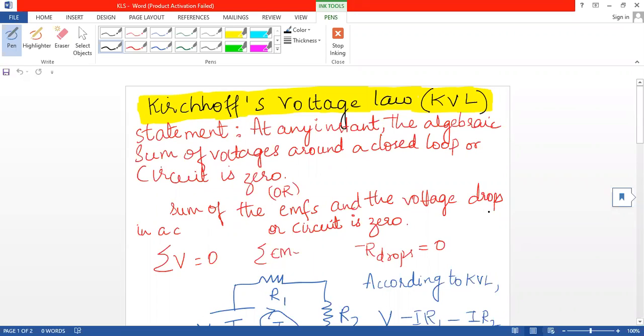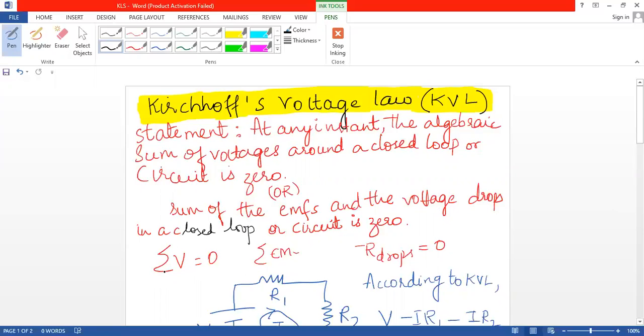Today I am going to tell you about Kirchhoff's laws. So Kirchhoff's voltage law, or in short form KVL, states that at any instant the algebraic sum of the voltages around a closed loop or circuit is zero. Or it can also be stated as the sum of the EMFs and the voltage drops in a closed loop or a circuit is zero.